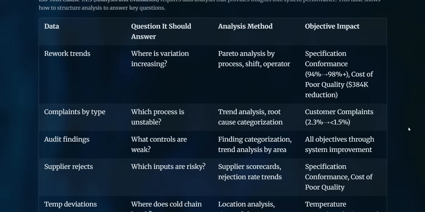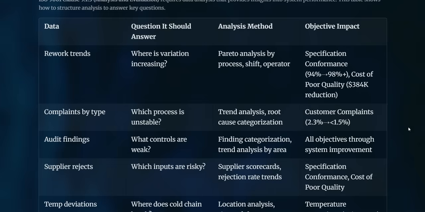The third data is audit findings, and the question it should answer is what controls are weak. Analysis methods for audit findings data include finding categorization and trend analysis by area. The objective impact of such data includes all objectives through system improvement.